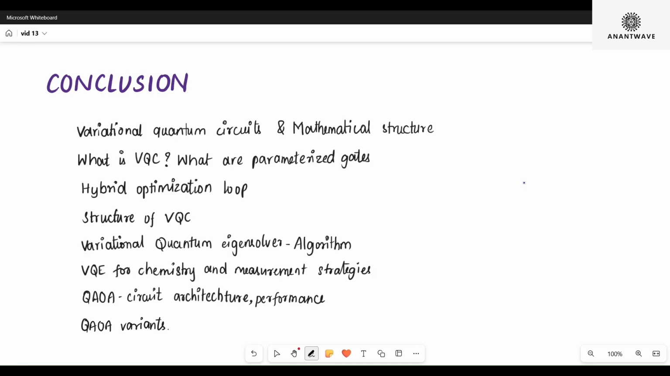In this session, we have discussed variational quantum circuits, their mathematical structures and parameterized gates, also hybrid optimization loops and VQEs and their algorithms and how they are used in chemistry, also QAOA, their architecture, performance, and different variants. To wrap it up, quantum classical models like VQE, VQC, and QAOA offer a promising path towards solving complex problems. They blend quantum power with classical control, paving the way for the future of quantum computing.